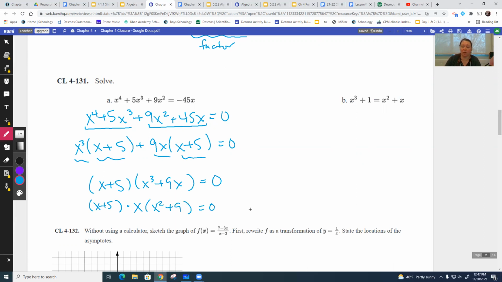And now that it's factored, I can set my factors equal to 0. So x plus 5, well, this just gives me x equals negative 5. This would just be x equals 0. And then, I don't do this.